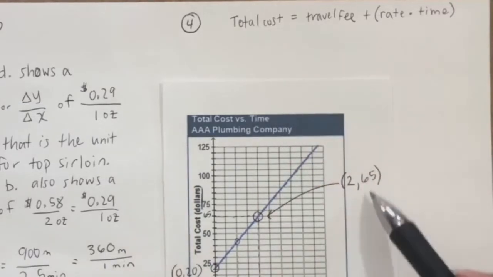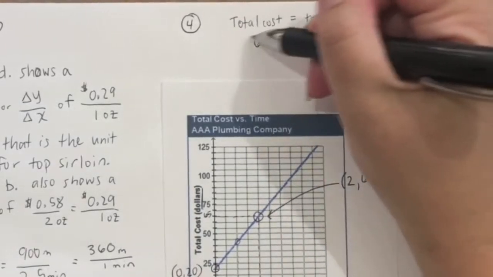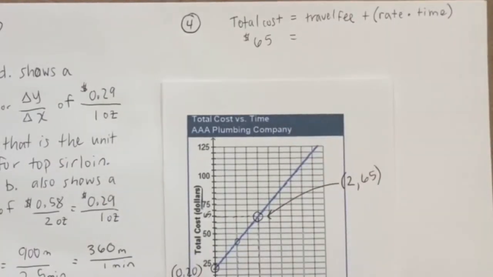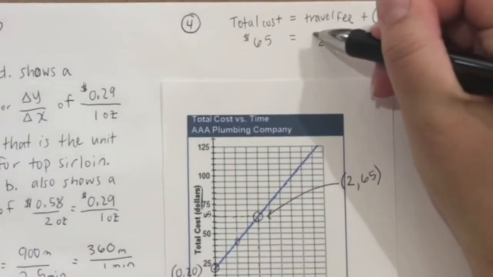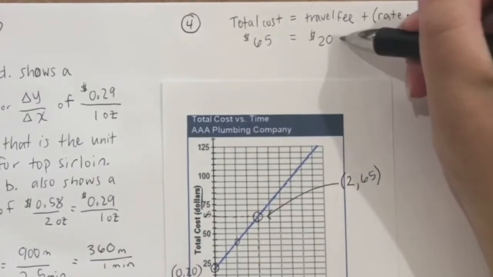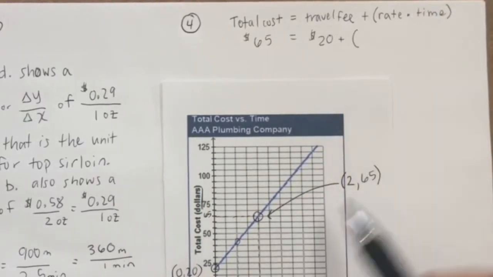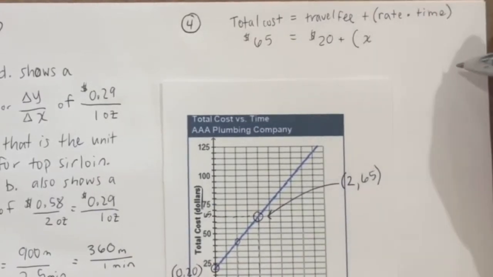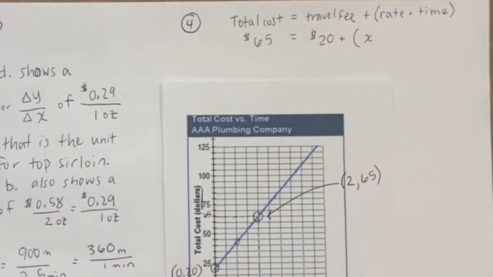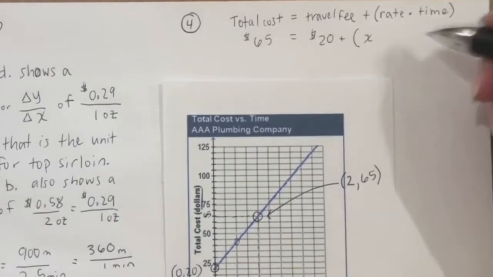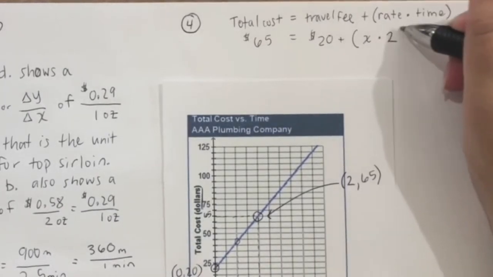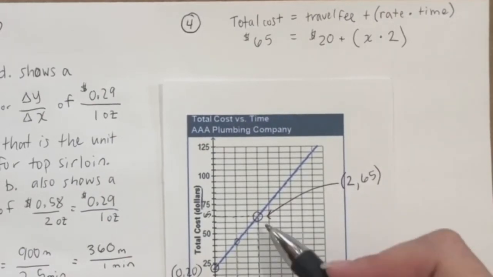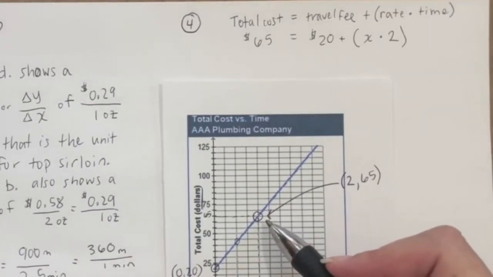So what we have here is a total cost of $65. We have the travel fee because we discovered it was $20, plus the rate, that's what we don't know yet. We don't know the rate, so let's just call it X, multiplied by the time, which was 2 hours. We could have done it for a different point too, and that equation will look a little different.